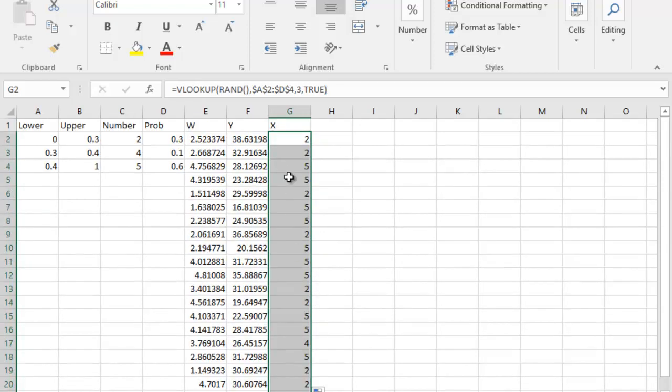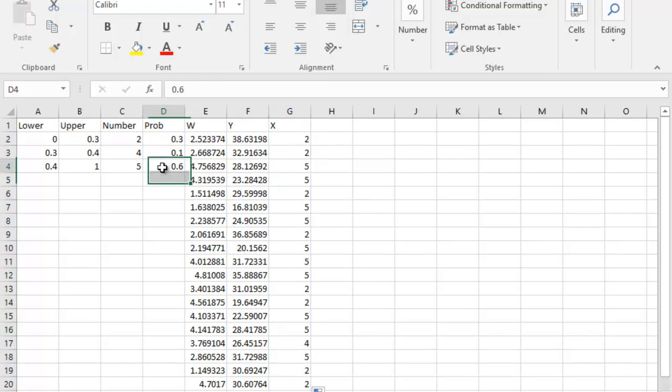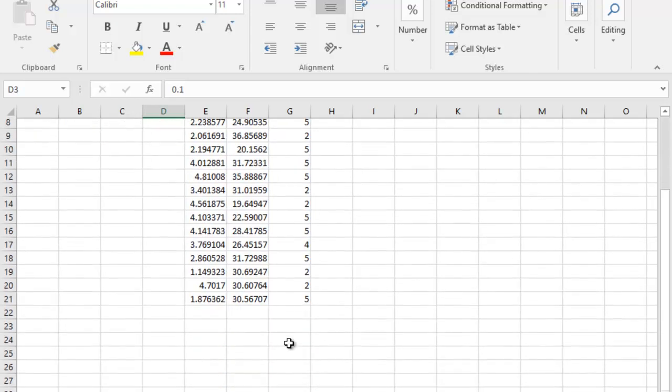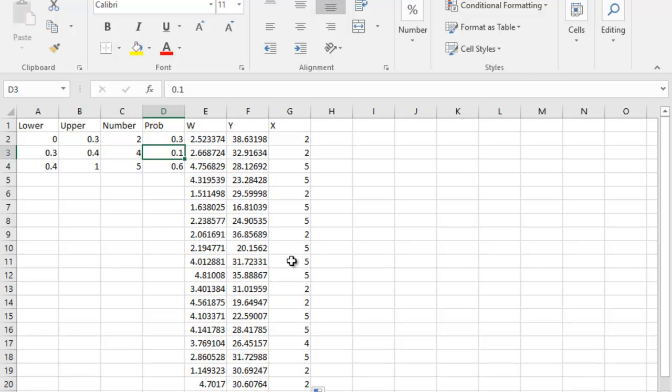And this looks good. Here we have a column of 2s and 5s and 4s. And what you should see are more 5s than anything else because that had the largest probability. Not many 4s because that had the smallest probability, and so on. So it looks like that command is working.